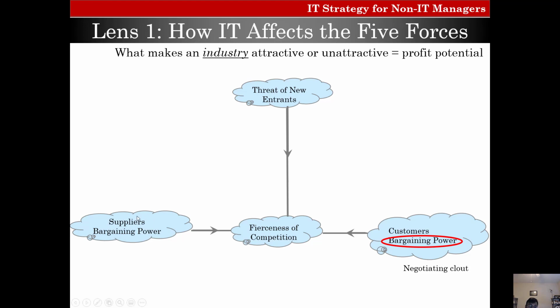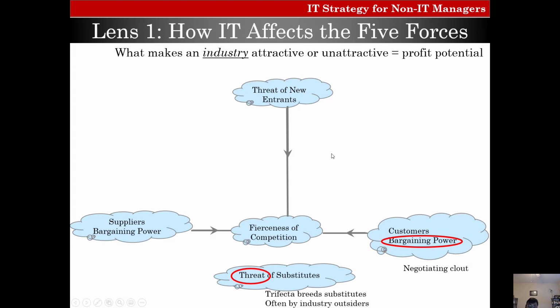What the bargaining power does, as it increases, is erode your profit margin, because when suppliers have more bargaining power, your costs increase. When customers have more bargaining power, your revenue decreases, and therefore that decreases the profit margin. And finally, the threat of substitutes.